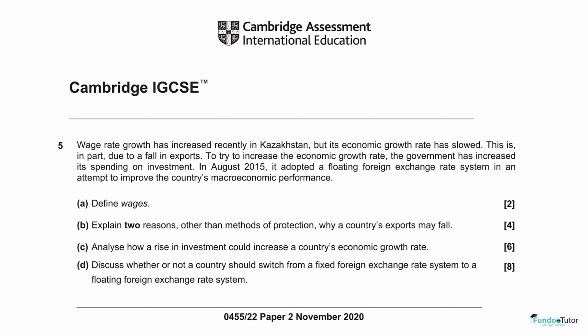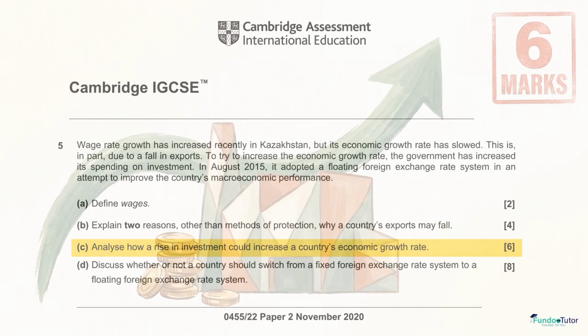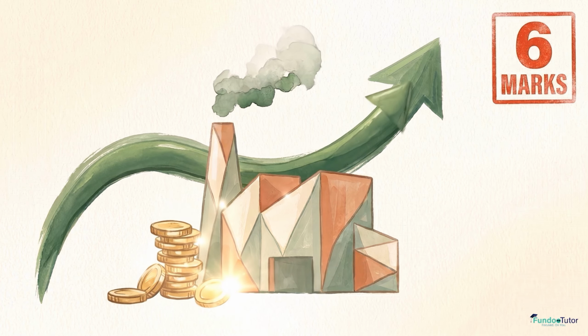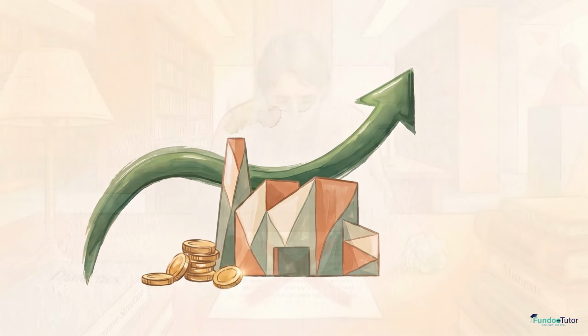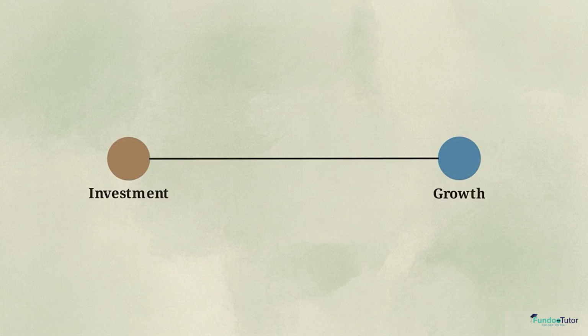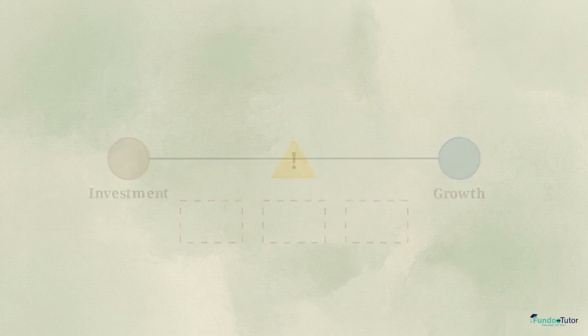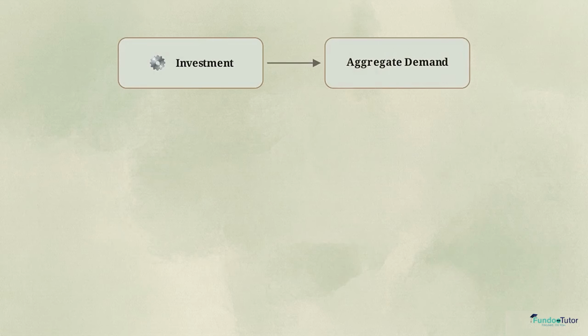For our first challenge, we will tackle a 6-mark question from the November 2020 paper. We need to analyze how a rise in investment increases a country's economic growth rate. The most common mistake here is skipping to the end. Students often write that more investment simply equals more growth, missing the macroeconomic steps in between. This diagram outlines the exact logic chain the examiners are looking for.